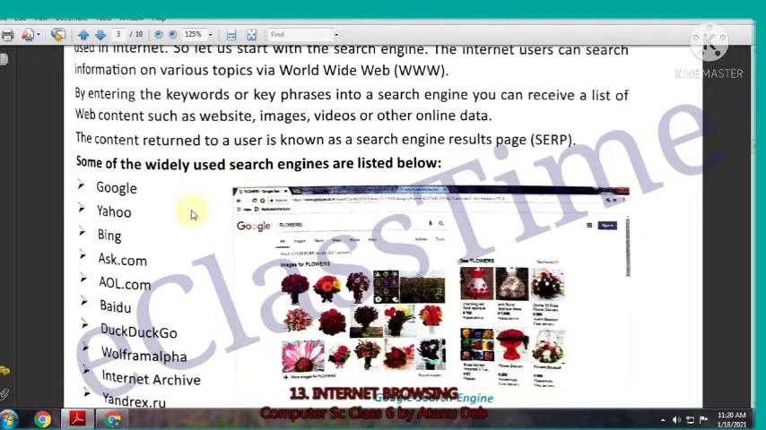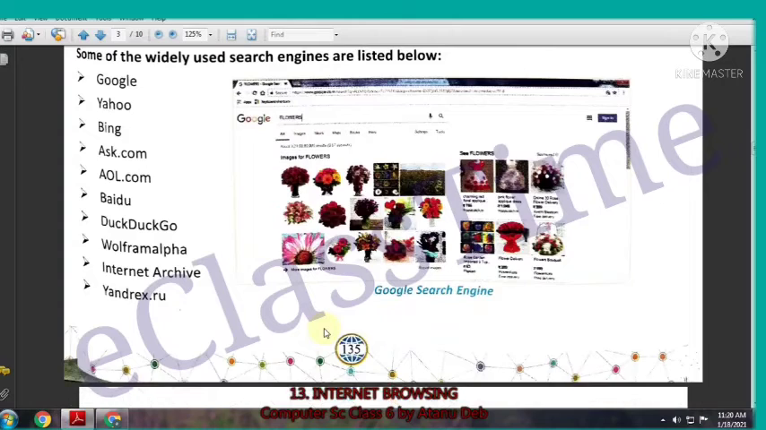Next come search engines. What are search engines? Search engines like Google, Yahoo, etc. help you to find information about a particular kind of topic. Suppose you want to find types of flowers. You write in Google flowers and images of flowers, and their information will appear on the screen.